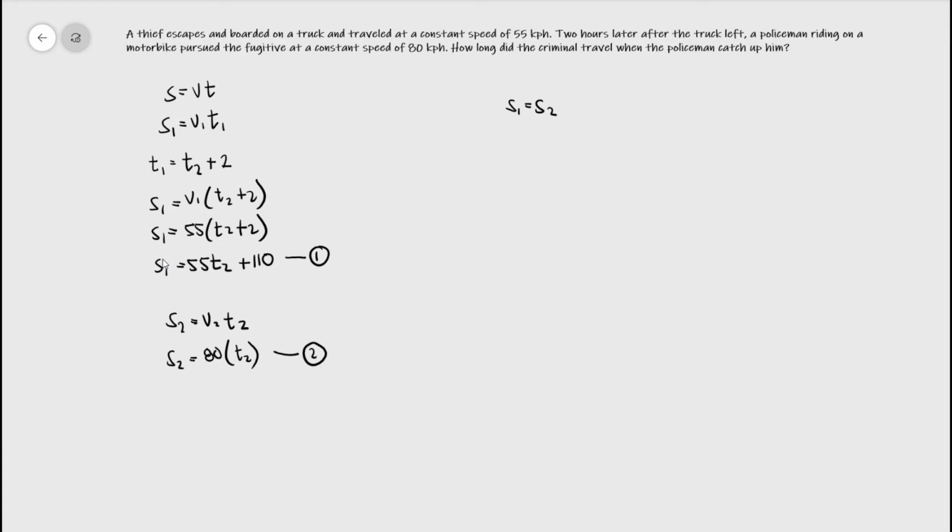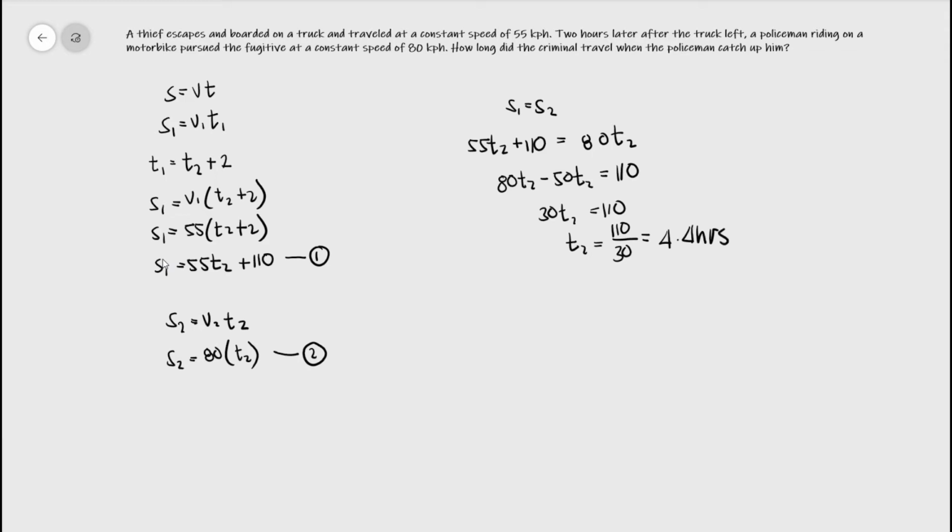they are equal. Okay, now for S sub 1 equal to S sub 2, we can substitute. We have 55 T sub 2 plus 110 is equal to 80 T sub 2. Then we have 80 T sub 2 minus 55 T sub 2 is equal to 110. Then we have 30 T sub 2 is equal to 110. Solving for T sub 2, T sub 2 is 110 over 30, or in decimal, 4.4 hours.